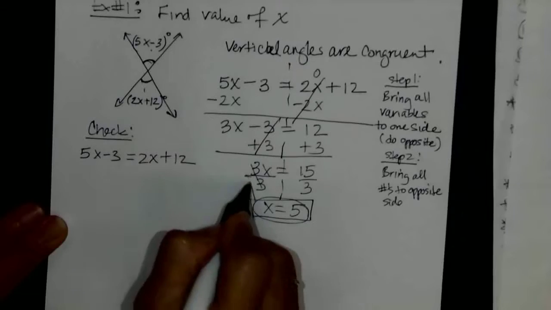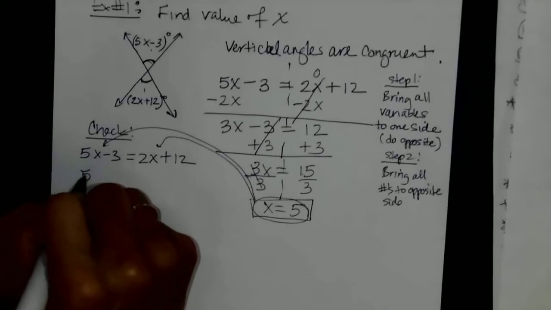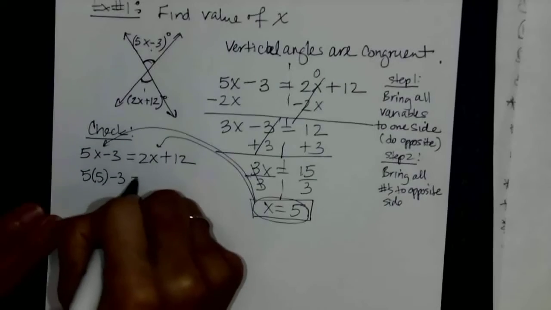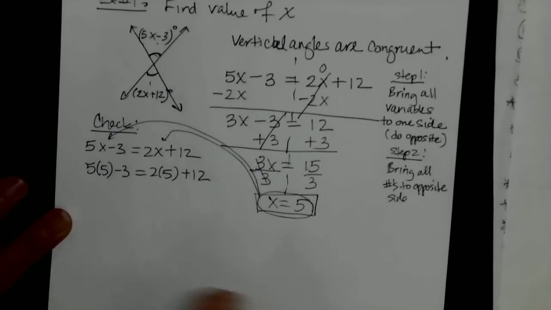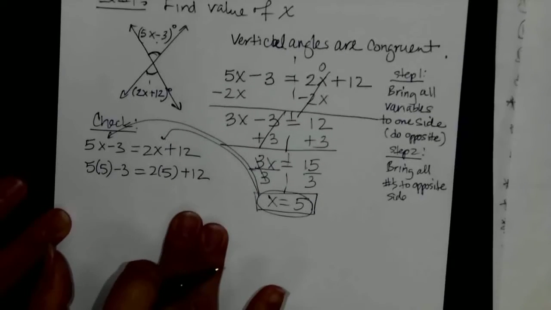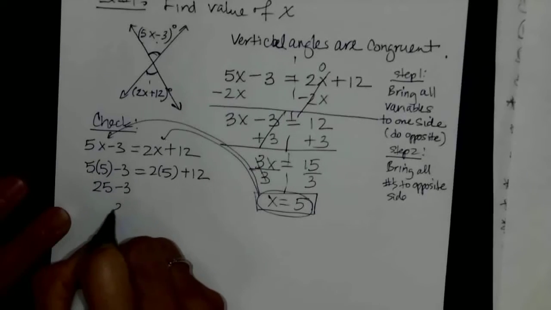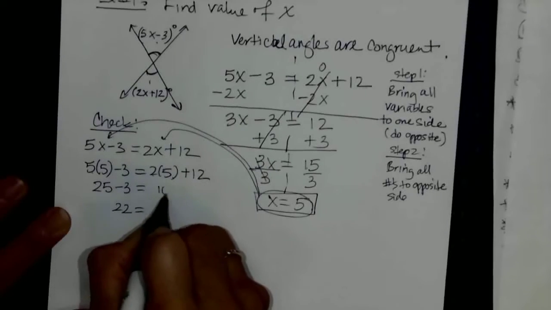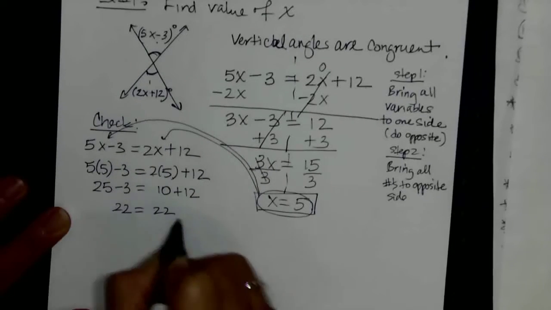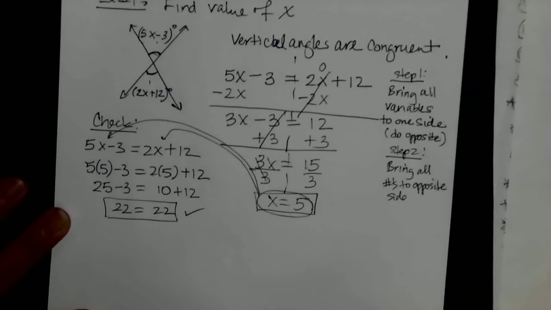Now we're going to take this x and plug it in here and in here. So we're checking. We got 5 times 5 minus 3 is equal to 2 times 5 plus 12. Is this side going to equal this side? Well, 5 times 5 is 25, minus 3 is 22. 2 times 5 is 10. 10 plus 12 is 22. So because they're equal, it checks. That's how you check your answer.